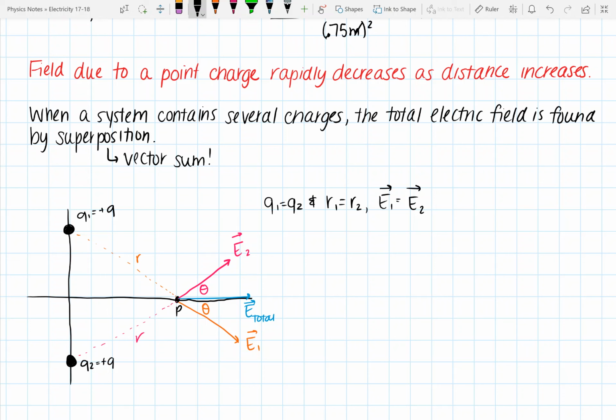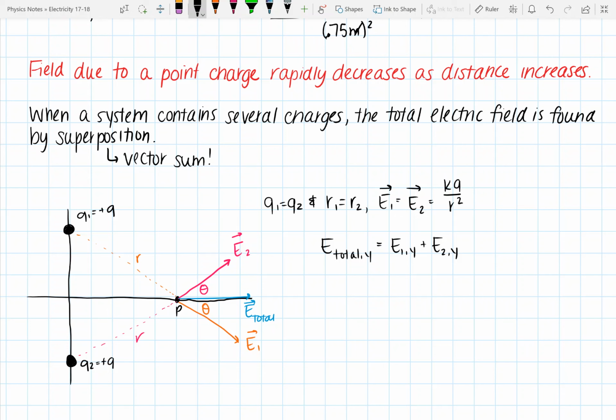So I can find the E's, right? I can say that E1 is equal to E2 is just KQ over R squared. So I can find X and Y components now. This is something that I'm pretty good at doing, or have done before at least. So my electric field total in the Y direction is going to be E1 in the Y direction plus E2 in the Y direction.